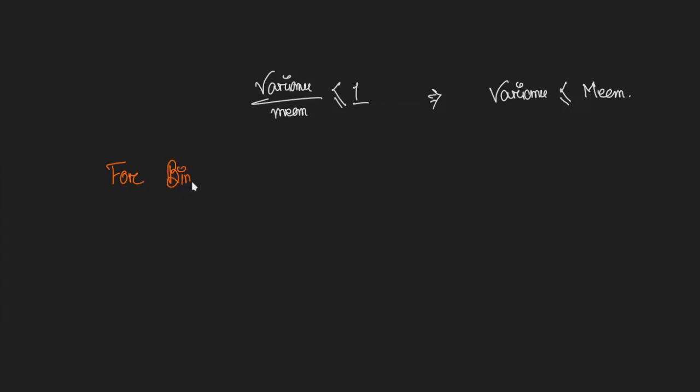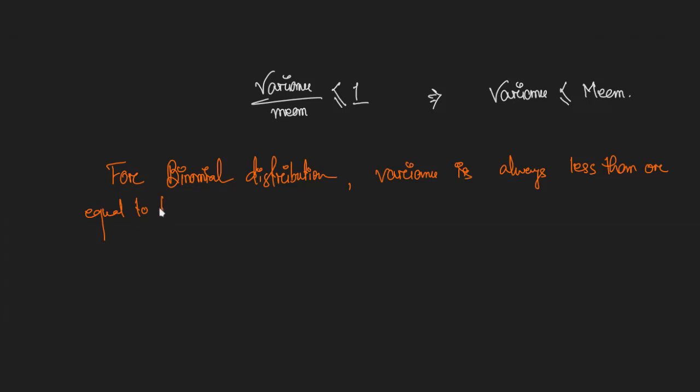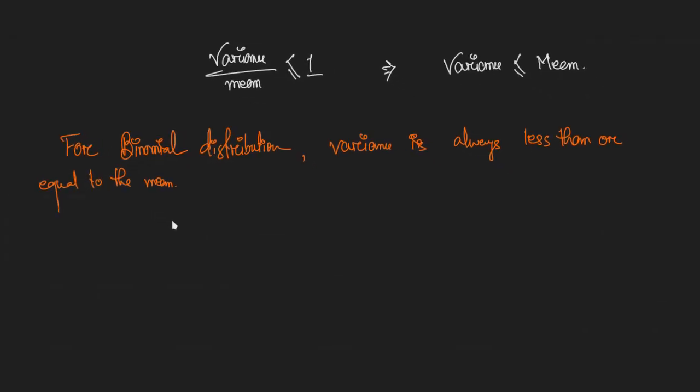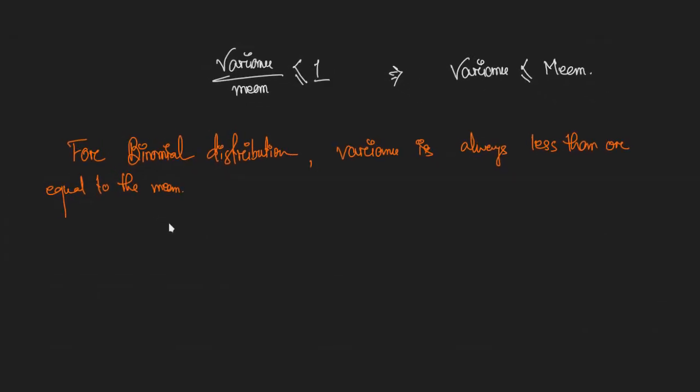for binomial distribution, variance is always less than or equal to the mean, right? Variance can never be greater than the mean. This condition you should always remember. Keep this in mind.